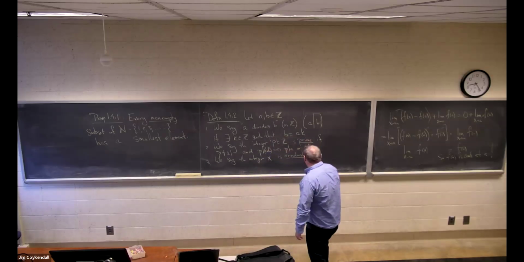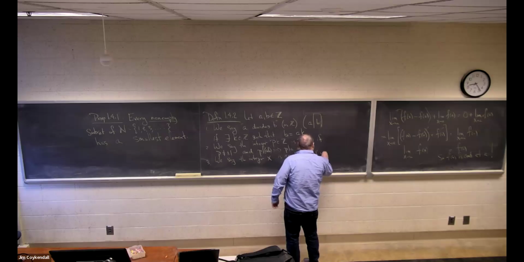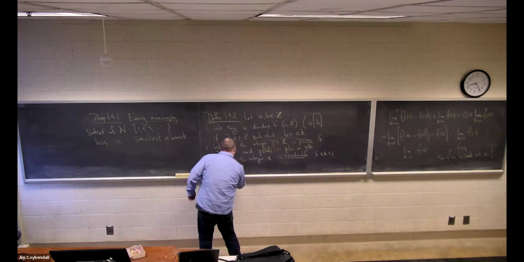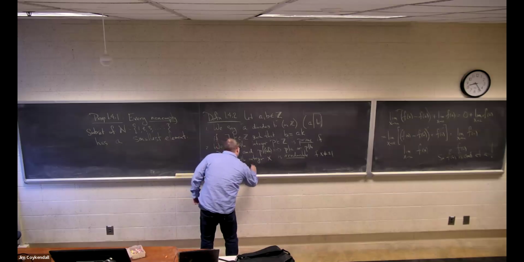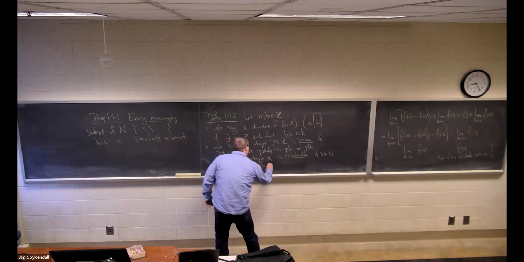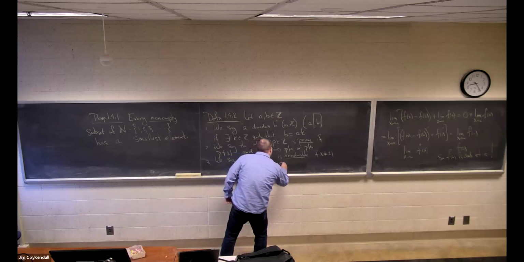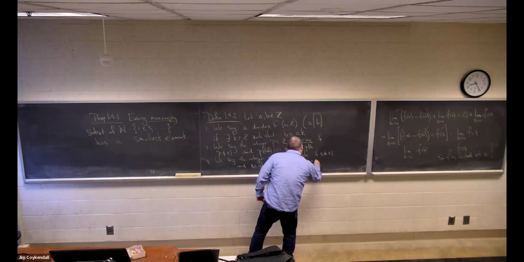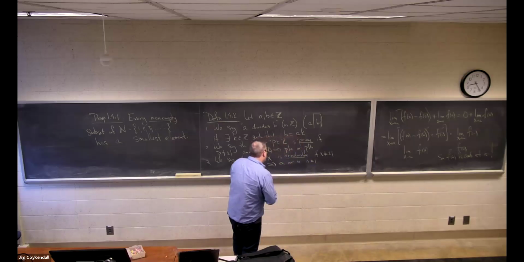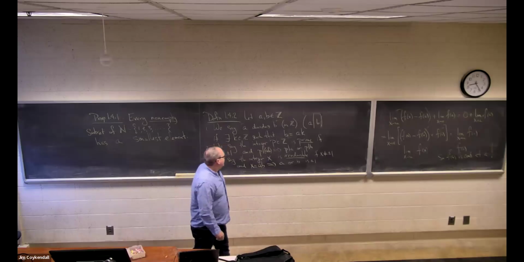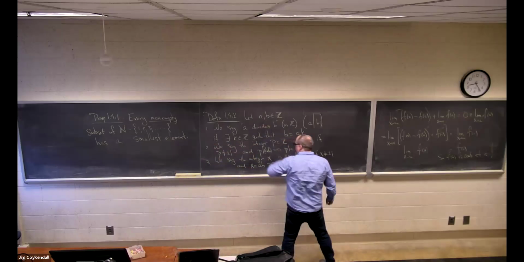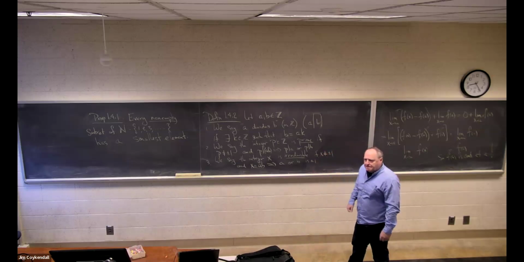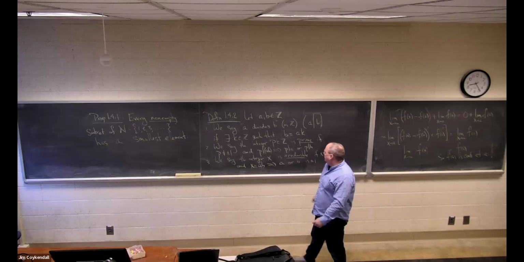We say the integer x is irreducible if x is not equal to plus or minus 1 and x equals AB implies A or B is plus or minus 1. Okay, so let's look at the difference here.